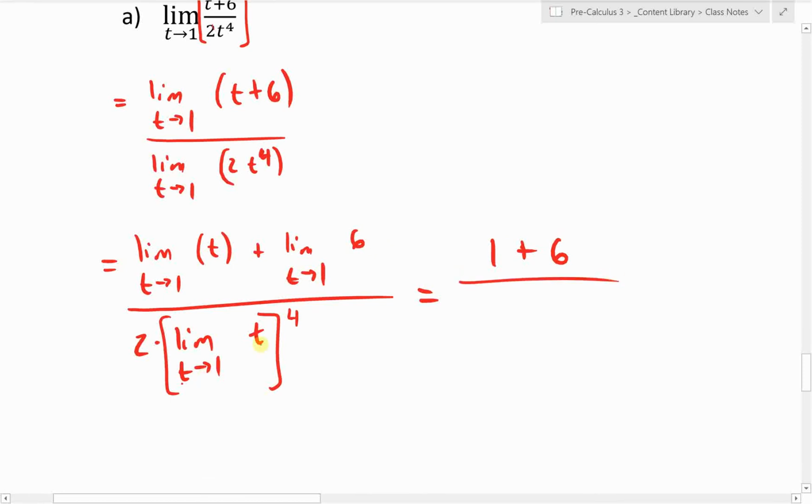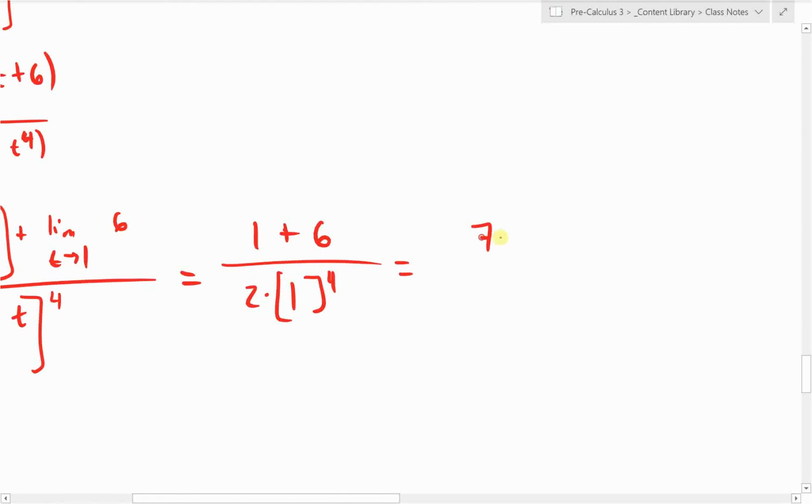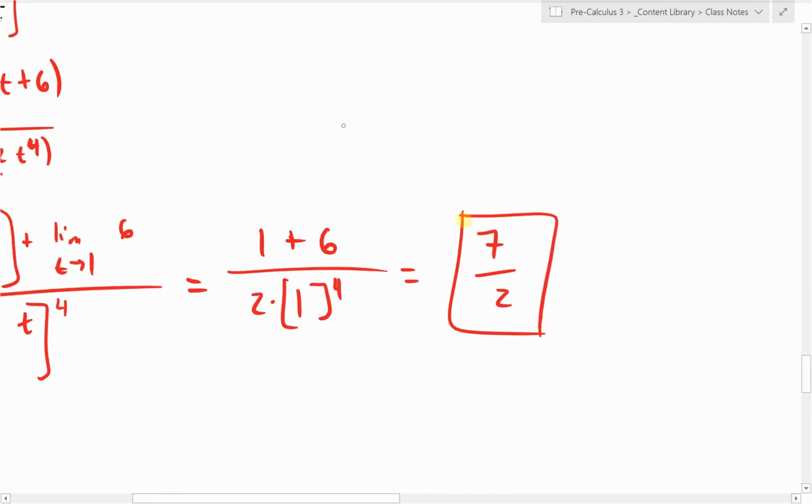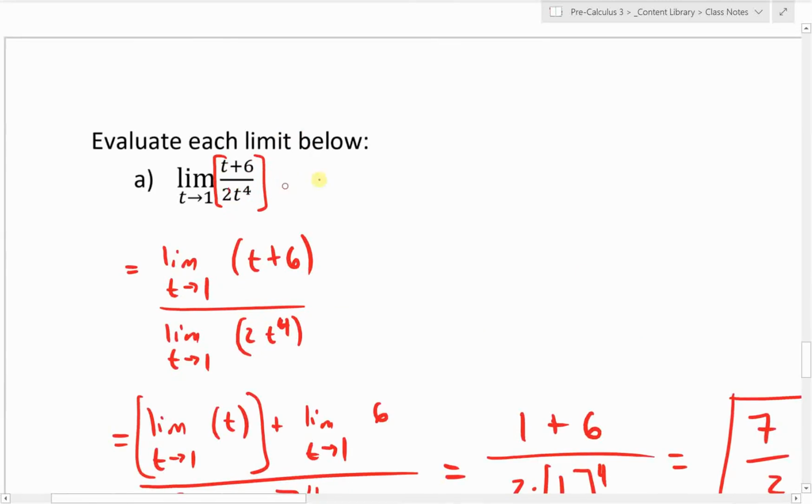In the bottom, we have the limit as t goes toward 1 of t. We already saw up here that that's 1. But we know it's getting raised to the 4th power and being multiplied by 2. So 1 to the 4th power is 1, times 2 is 2. In the numerator, 1 plus 6 gives us 7. So we have 7 halves as our limit. The limit of (t + 6) over 2t to the 4th power as t goes toward 1 is 7 halves.